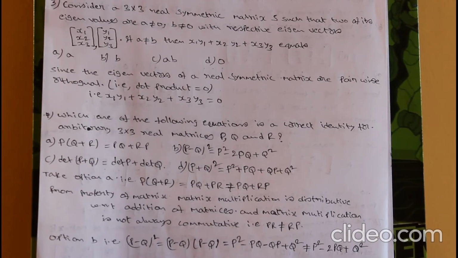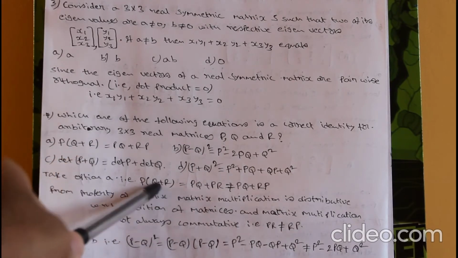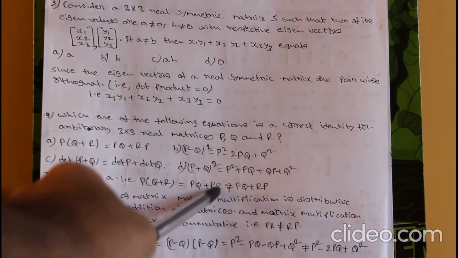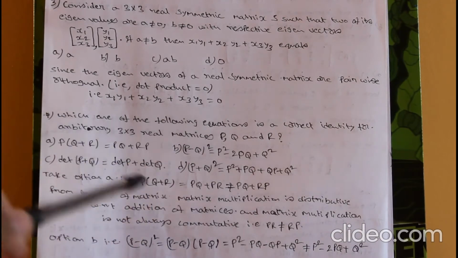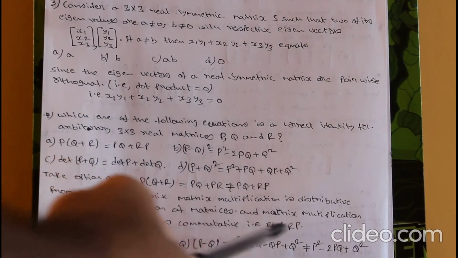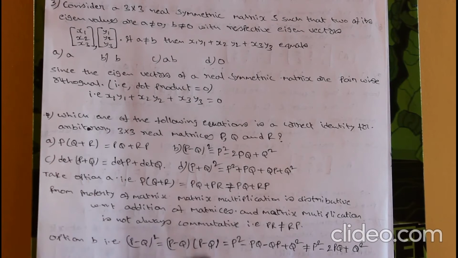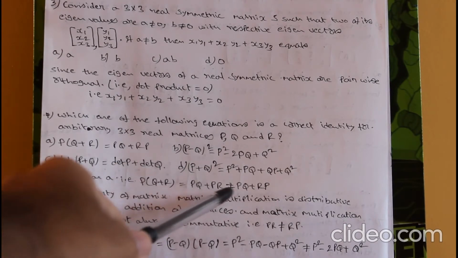So from the properties, matrix multiplication is distributive with respect to addition of matrices. So P into (Q plus R) is equal to PQ plus PR. And from another property, matrix multiplication is not always commutative. That means PR cannot be RP.